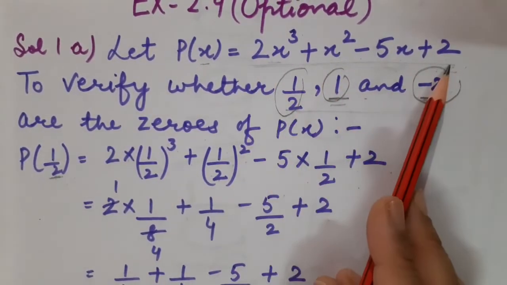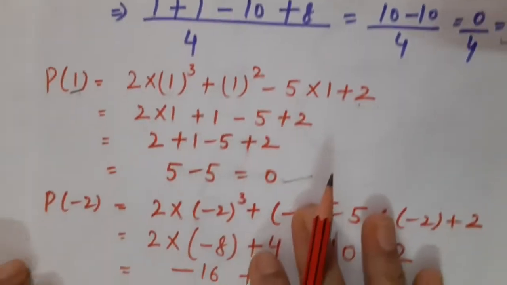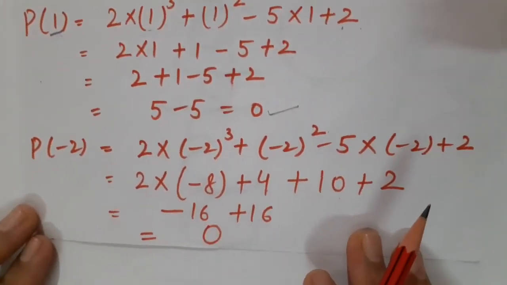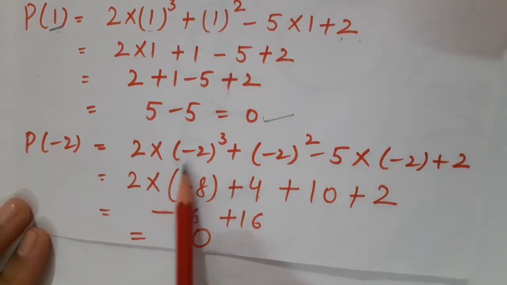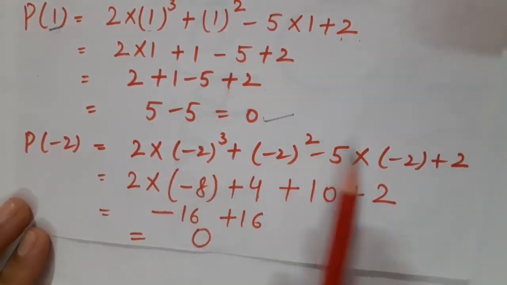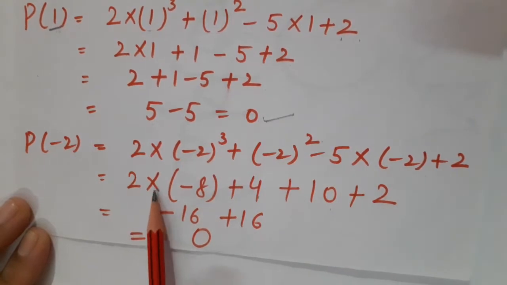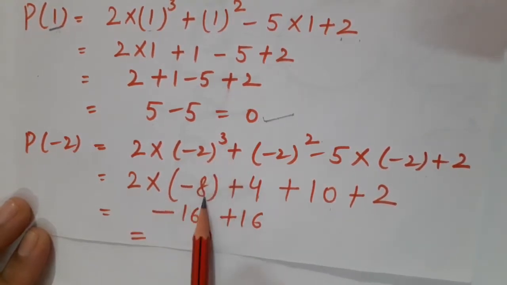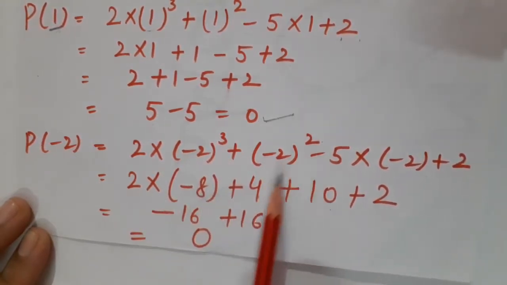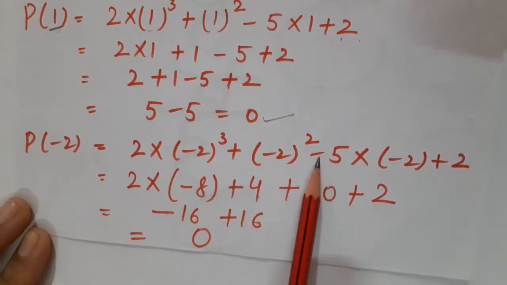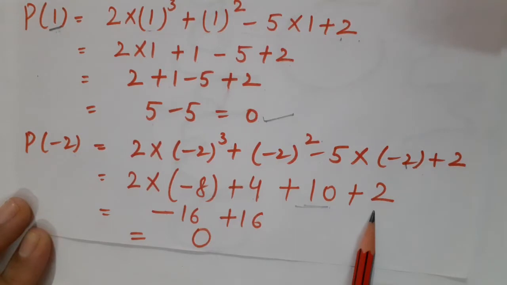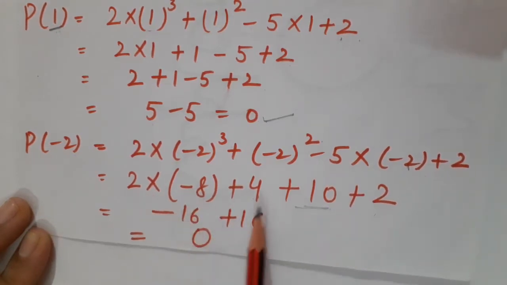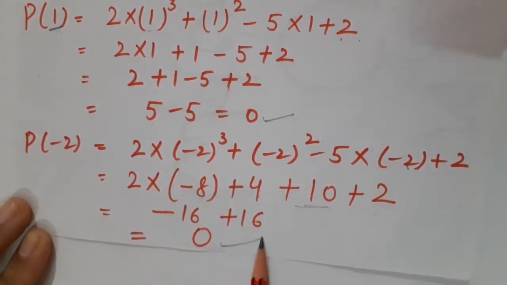This is the cubic polynomial. Correct? Now let us check for the third number, P(-2). Again, wherever I had x, I have just inserted -2. So this is 2 into (-2) cube, which will be -8, plus (-2) square, which will be 4, plus -5 into -2, which will become plus 10, plus 2. Now -16 plus 16 will again give you 0.